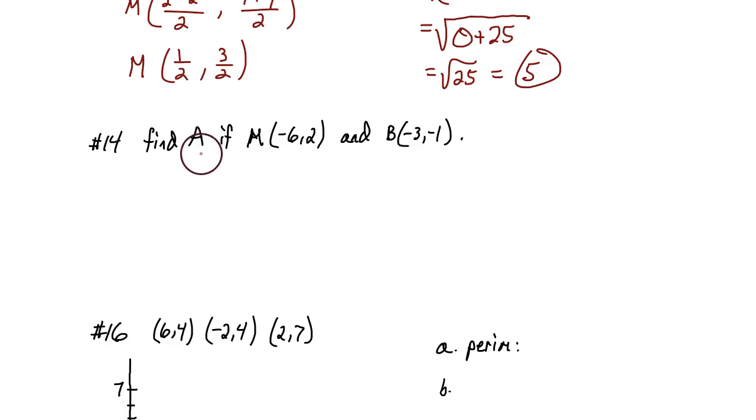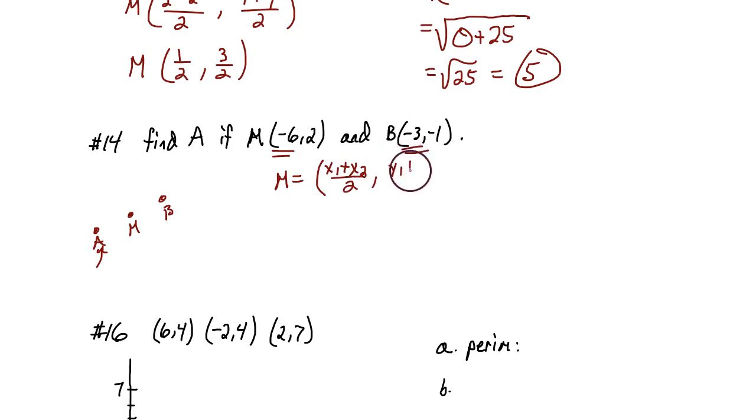Number 14, we're asked to find point A if this is the midpoint and this is the other end of a segment. It's kind of like if there were 3 dots in a straight line and point M was here and point B was here, we would want to find that missing dot. To do this, let's use the midpoint formula. The midpoint is equal to x1 plus x2 over 2 and y1 plus y2 over 2.